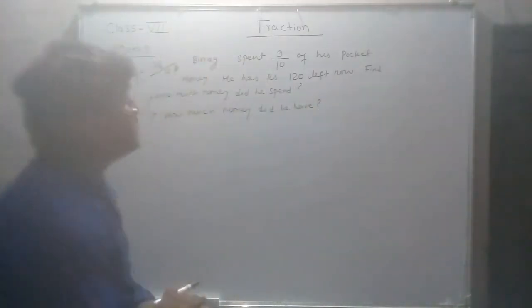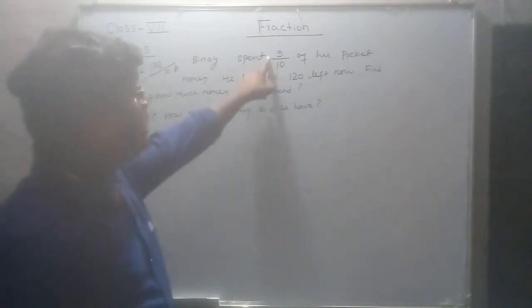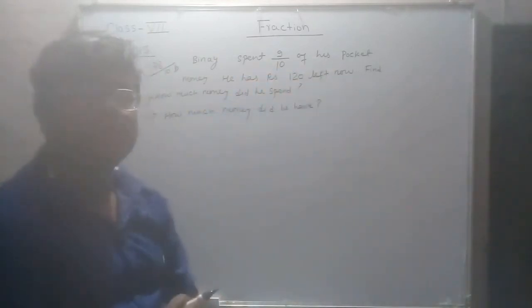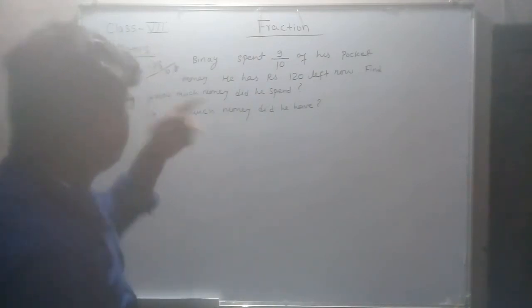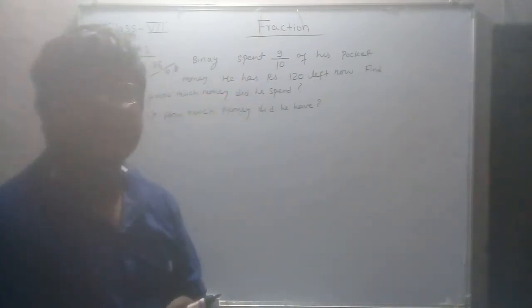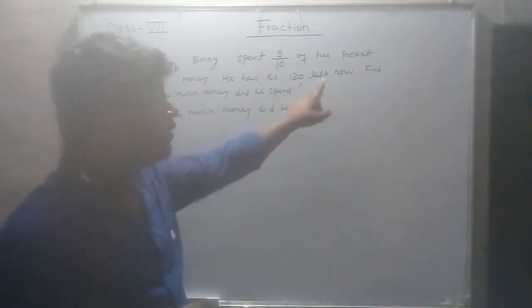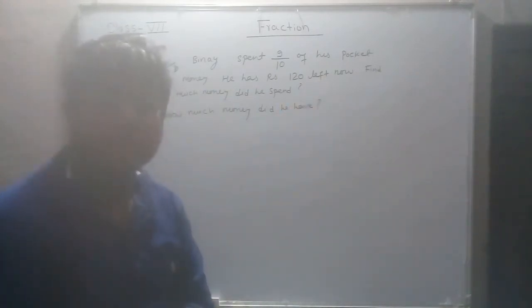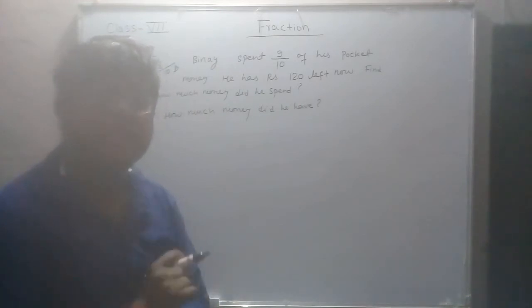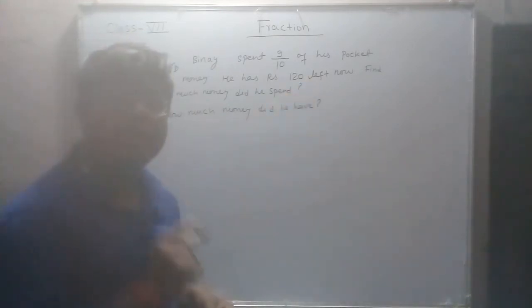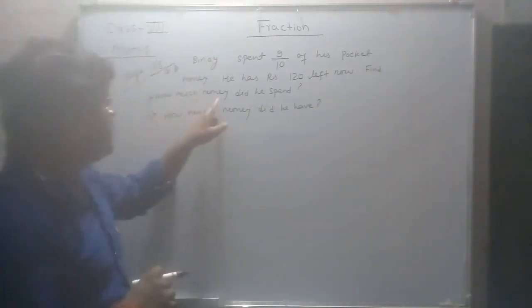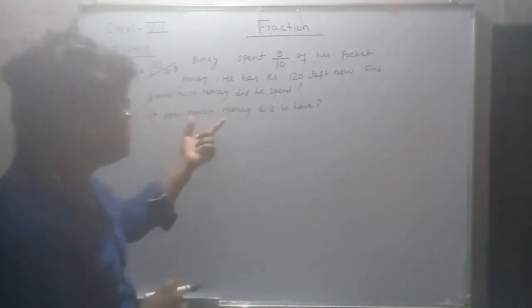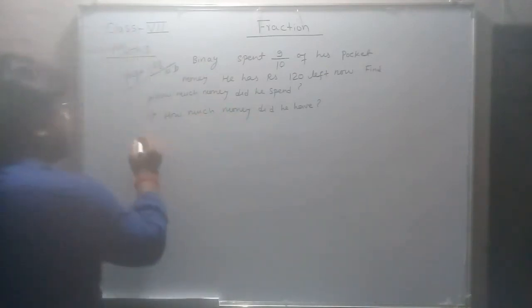So our question is, Binay spent 9 upon 10 of his pocket money. He has a certain amount, and from there he spends 9 upon 10. He has rupees 120 left now. After spending a certain amount, 9 upon 10, he has rupees 120 left. So find how much money did he spend, and how much money did he have. So here also let's start. It is just similar to your previous question.